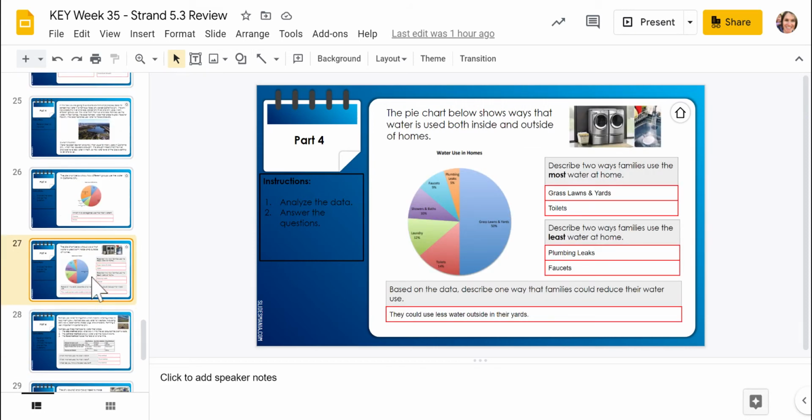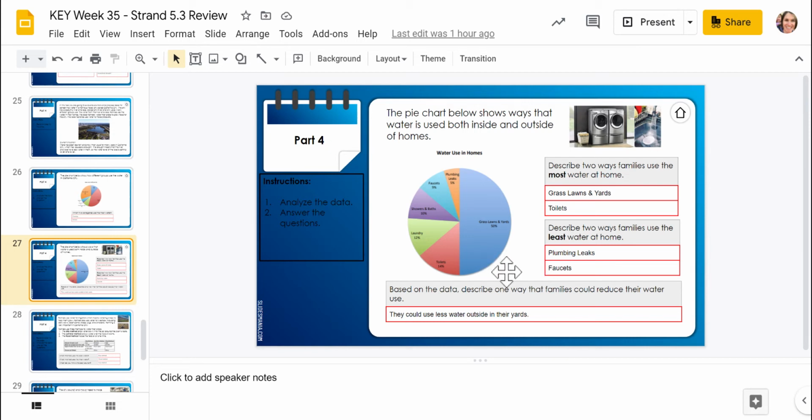So when we think about ways that families use water, did anything surprise you here? The way we use most water is outside of our house on our yards. So our grass lawns and yards use a lot of water. Toilets also use a lot of water. And then the least amount of water were plumbing leaks and faucets.